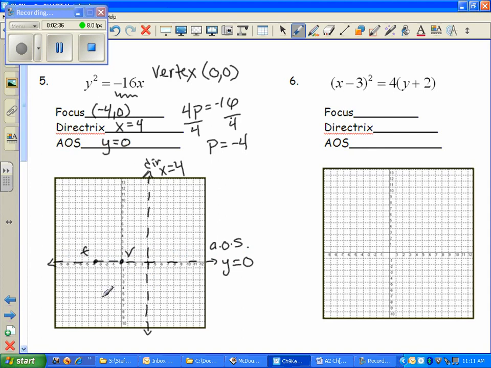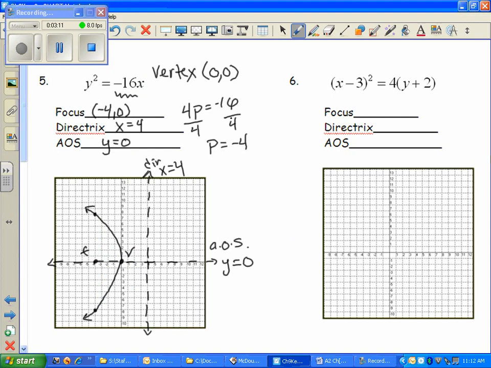Now don't forget to finish your graph. Sometimes I get to this point and I forget to finish my graph. Remember that the opening of the parabola needs to be 16 across. So we're going to go 8 up and down from the focus. So 1, 2, 3, 4, 5, 6, 7, 8. And 1, 2, 3, 4, 5, 6, 7, 8. And connect with your vertex to make a U shape. And there is the parabola for number 5.